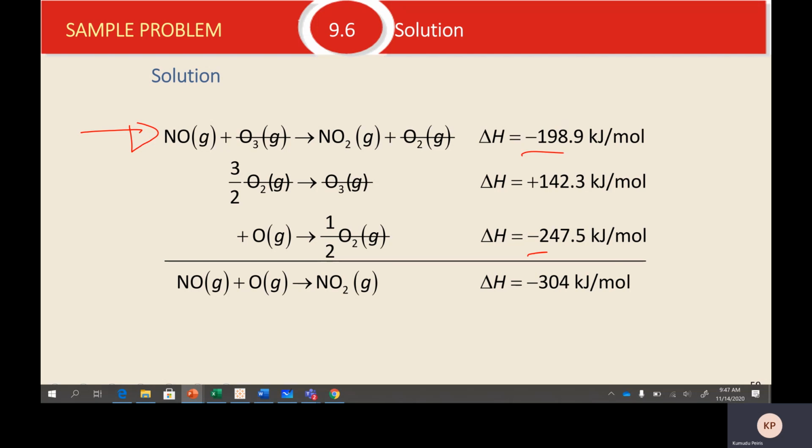So when I add all these three reactions, O3 will be cancelled out with this O3, and there is one O2 and another half, which will be cancelled out with the 3/2 O2. What I get at the end is NO and single O giving NO2. That was the reaction. I was asked to find the enthalpy change, so when I add all these three numbers together, I get this value.